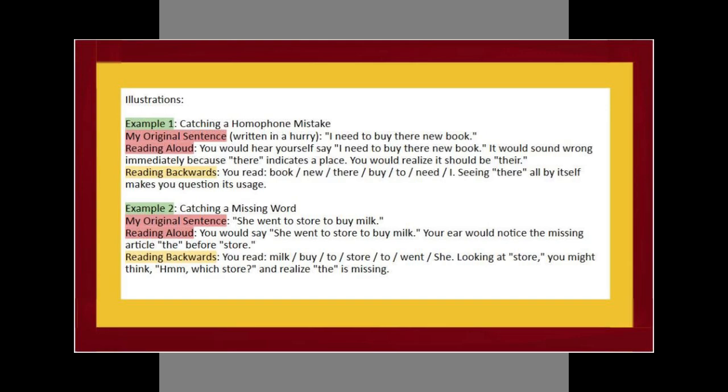Illustrations. Example 1. Catching a homophone mistake. My original sentence, written in a hurry: "I need to buy there a book." Reading out loud, you would hear yourself say, "I need to buy their new book." It would sound wrong immediately because "there" indicates a place. You would realize it should be "their."